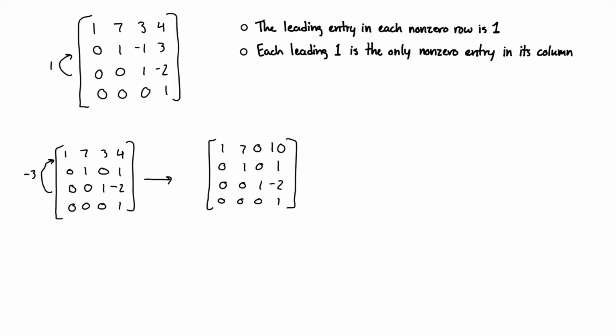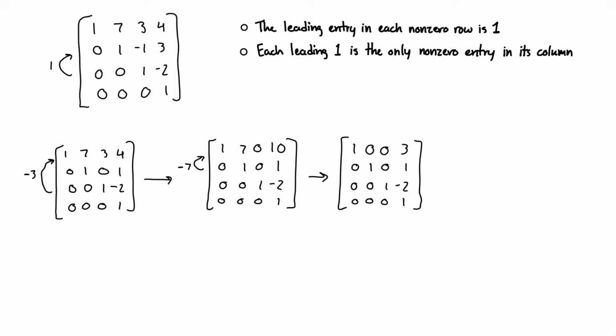Next up, we need to get rid of the 7. And so we're going to multiply the second row by negative 7 and add it to the first row. And the resulting matrix will be 1, 1 times negative 7 plus 7 is 0, and then 1 times negative 7 is negative 7 plus 10 is 3. And then everything else remains the same. And so now our matrix is in reduced row echelon form.